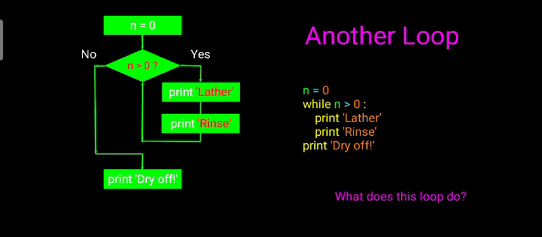Let's have another loop. Again, can you say what this loop does? This loop doesn't give any output. It gives only the output of the last line, that is done.